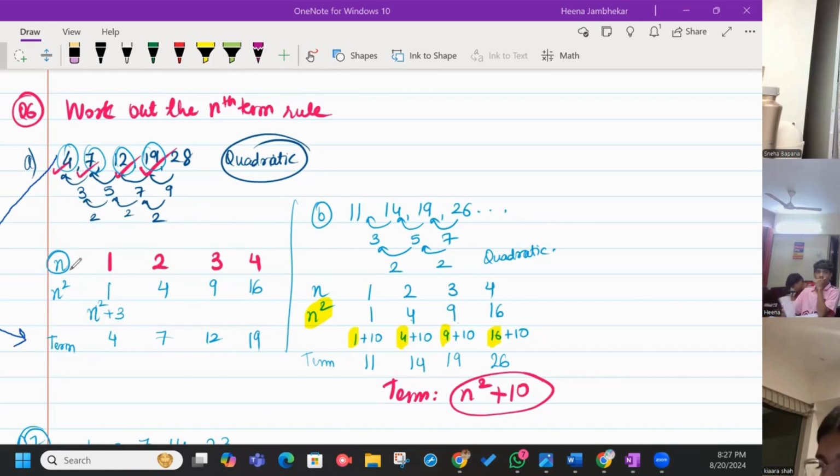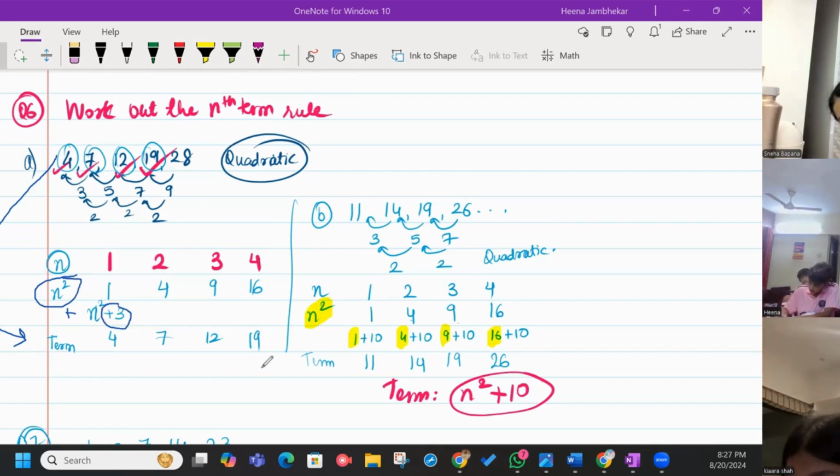Now this is your n, because that represents the terms in the sequence: the first term, the second term, the third term, and the fourth term. It is quadratic, so it is going to be n square. So I will write 1 square is 1, 2 square is 4, 3 square is 9, and 4 square is 16. So 1 plus 3 gives you 4. 4 plus 3 gives you 7. 9 plus 3 gives you 12. 16 plus 3 gives you 19. The sequence will be n square plus 3.